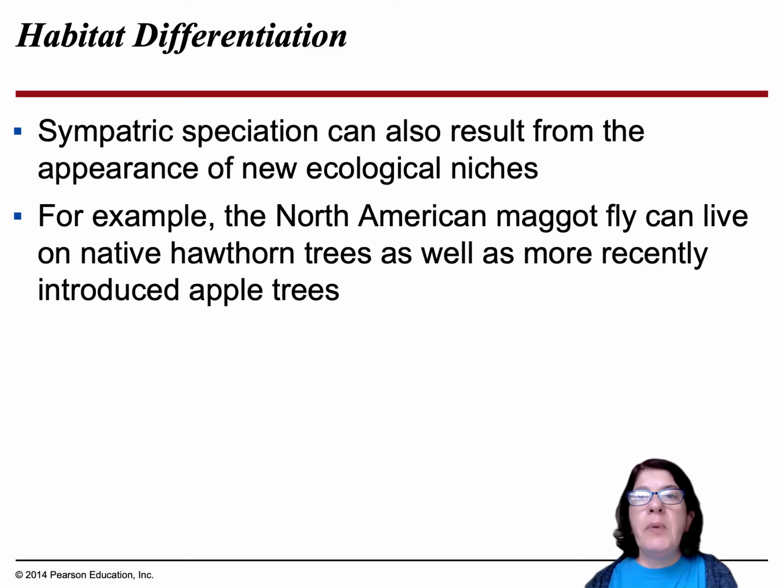So this was polyploidy. Now, habitat differentiation means that speciation can result from the appearance of a new ecological niche. So a population lives in the same geographical area, but things change. The environments are constantly changing. And if a new ecological niche appears, it will be filled. An example would be the American maggot fly. It can live on native hawthorn trees, as well as more recently introduced apple trees.